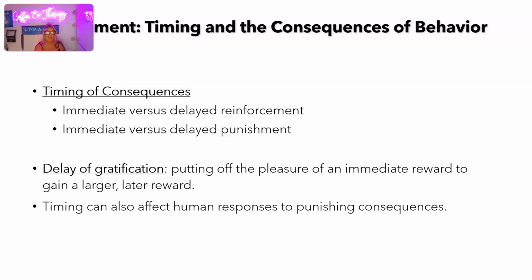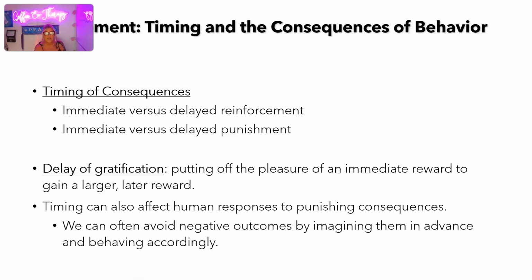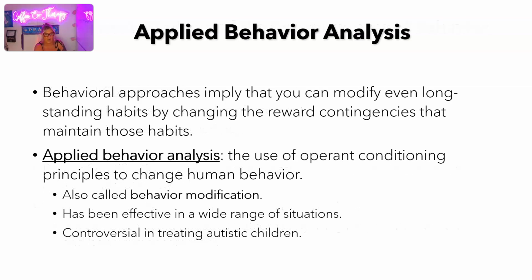So timing can also affect human responses to punishing consequences. We can often avoid negative outcomes by imagining them in advance and behaving accordingly. A lot of times when kids get in trouble, like if they just stop and they think, maybe if I do that, this is probably going to happen. 9 times out of 10, they do it anyways, but then after they do it, they learn, right? Because through trial and error, eventually, hopefully, they learn, right?